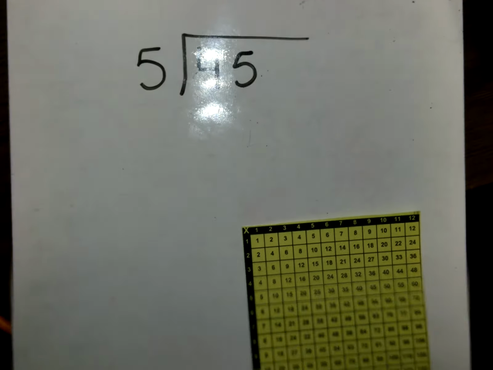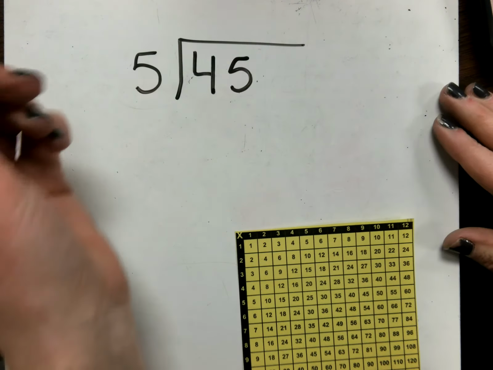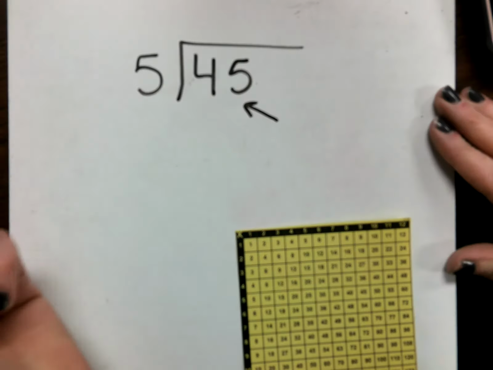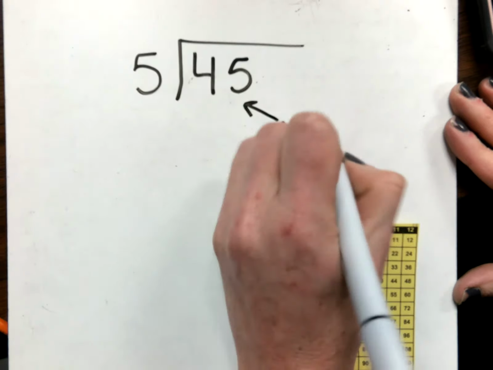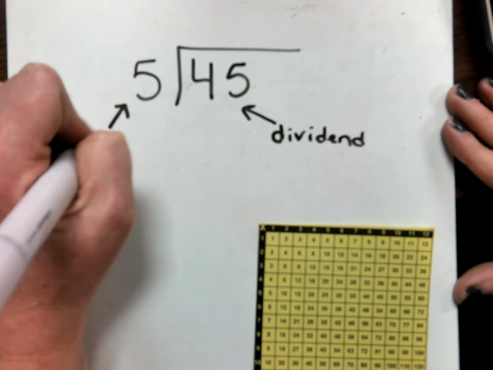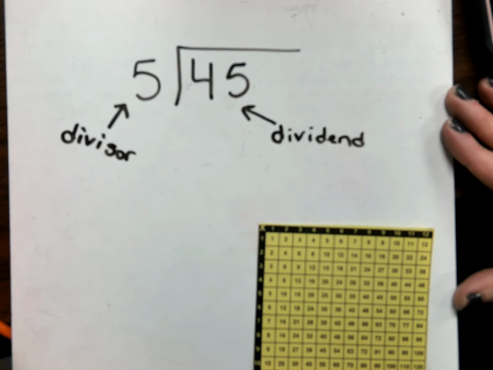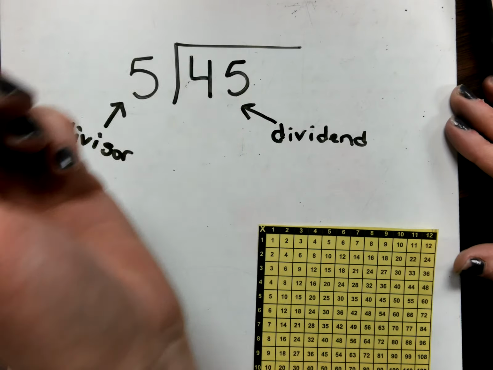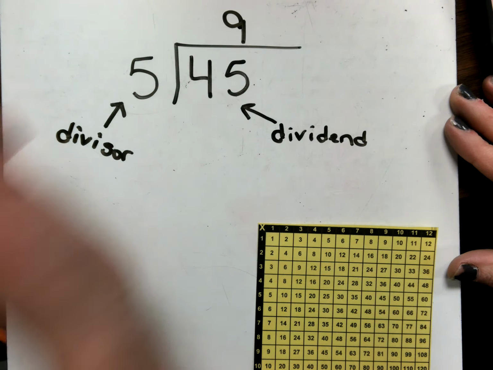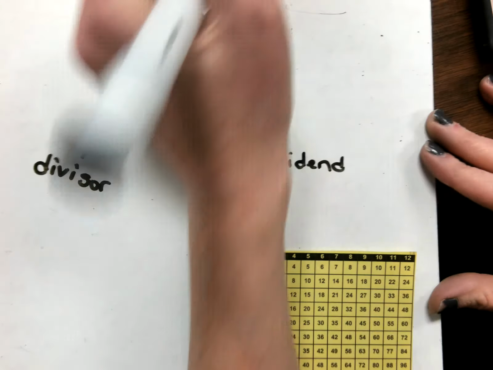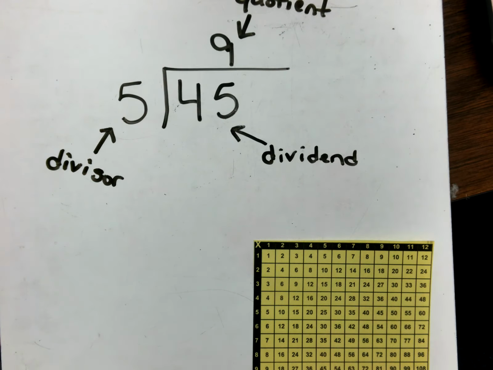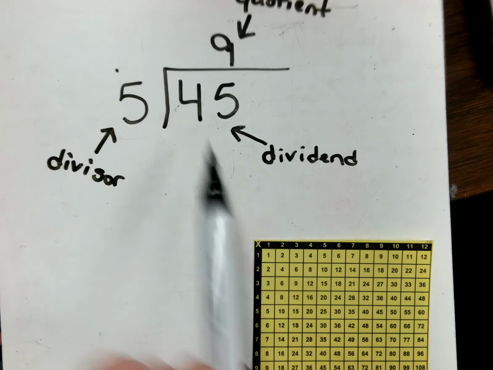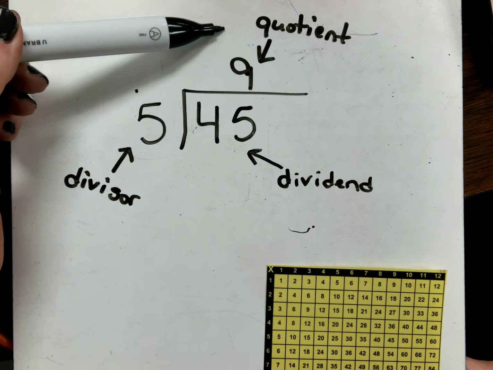45 divided by 5, we have the number that's inside our house, and that is our, as you recall, our dividend. And then, of course, we have our divisor. And the answer, being 9 in this case, with division, is known as the quotient. So remembering our divisor, our dividend, and our quotient here.